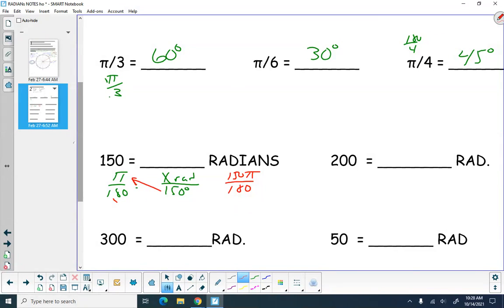The zeros go bye-bye. So we have 15 over 18. What can we take out of 15 and 18? Reduce our fraction down. We can take 3. So we take 3 out of 15, 3 out of 18. So we have 5 pi divided by 6. Once again, leave things in terms of pi.